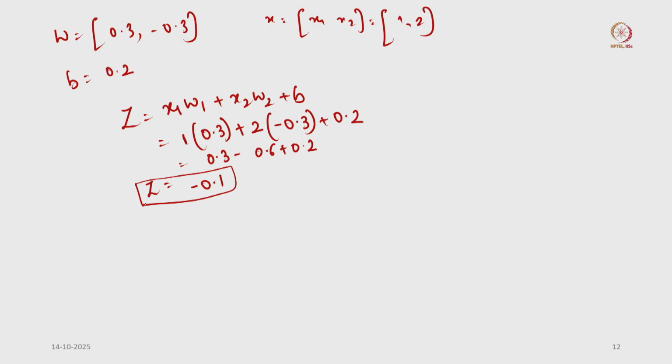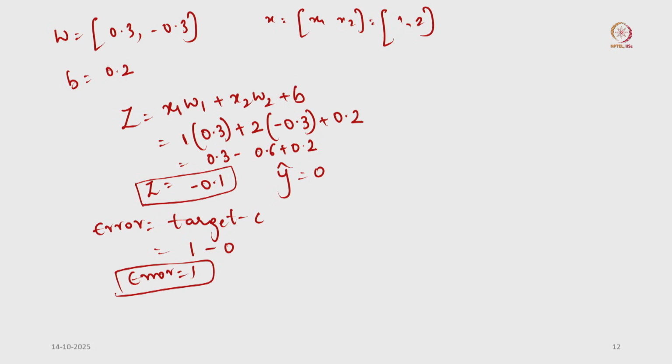Now the summation part is done. Now you have to pass it to an activation function. What is the activation function? If the value is less than or equal to 0, the output is 0. So therefore, y hat is 0. With this we calculate the error. What is the error? Target minus computed. What is the target? 1. Computed is 0. So the error value we are getting is 1. Still there is an error.